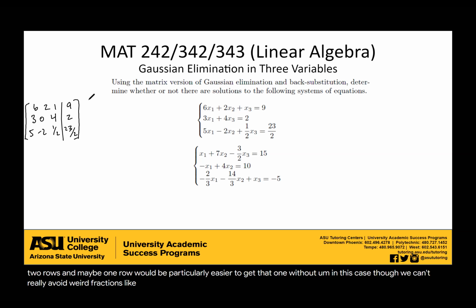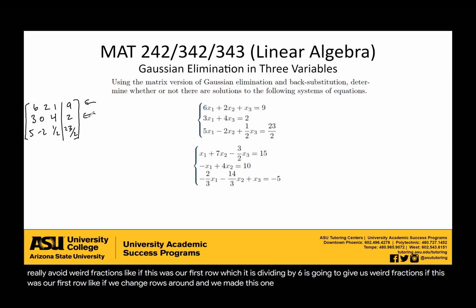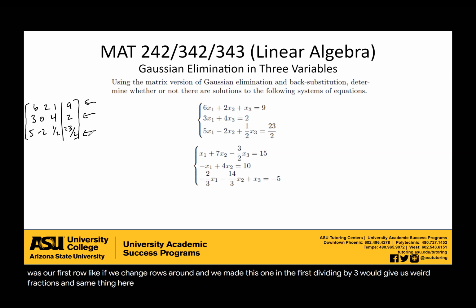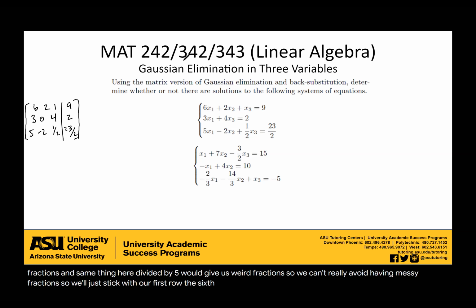Like if this was our first row, which it is, dividing by 6 is going to give us weird fractions. If we changed rows around and made this one the first, dividing by 3 would give us weird fractions. And same thing here, dividing by 5 would give us weird fractions. So we can't really avoid having messy fractions. So we'll just stick with our first row, the 6, 2, 1 augmented with 9, and we'll get a 1 in that top left position.